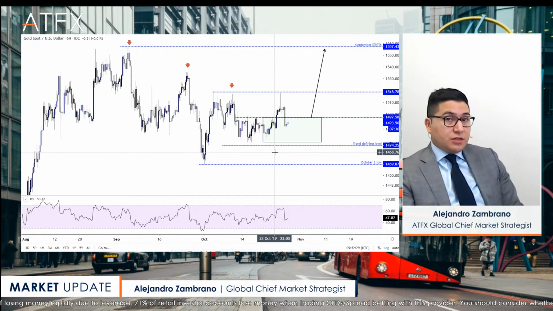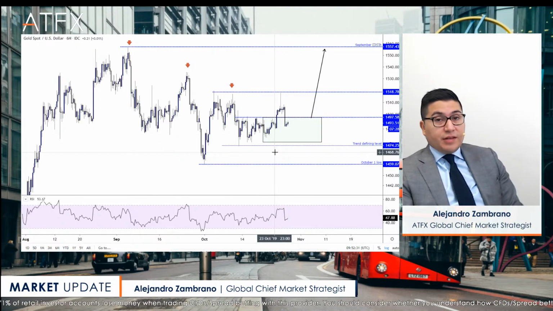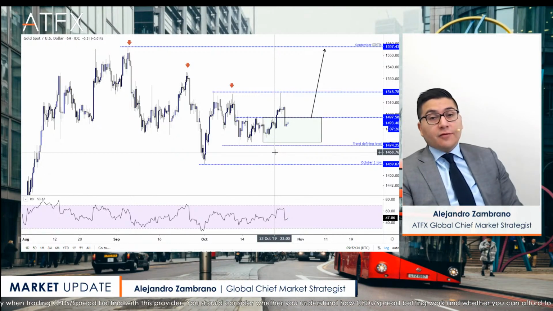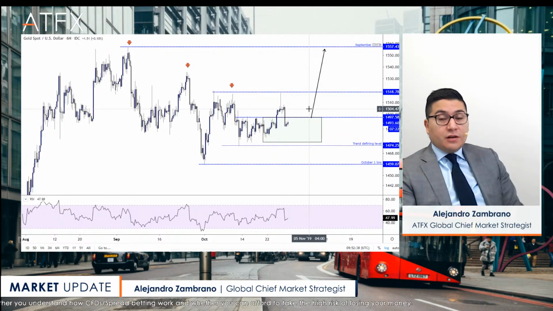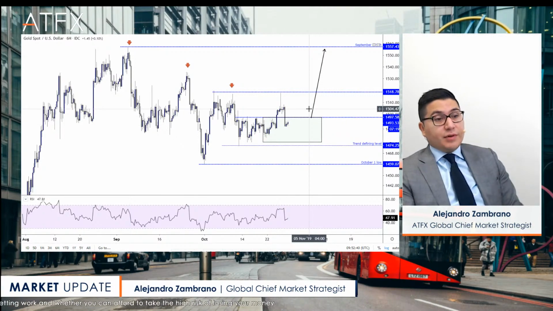So if you do think stock markets are going to come down, and if you think it's going to happen violently on Friday, then maybe accumulating a bit of gold here for a bit of a spike on Friday at 12:30 when the NFPs are out could be something.